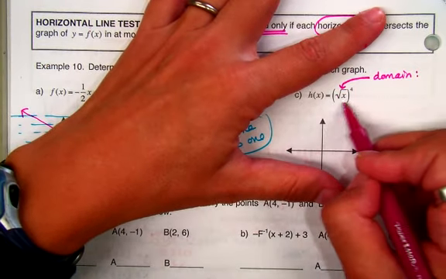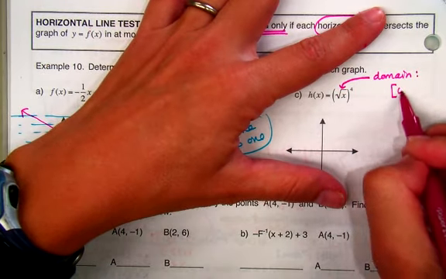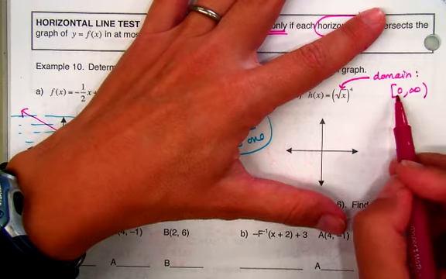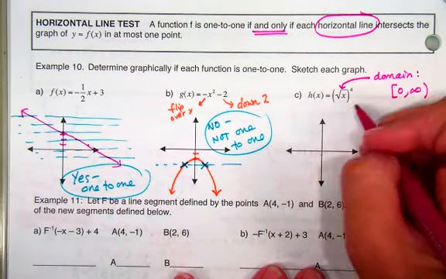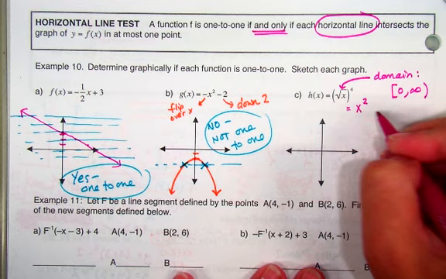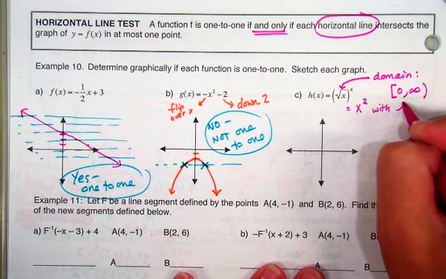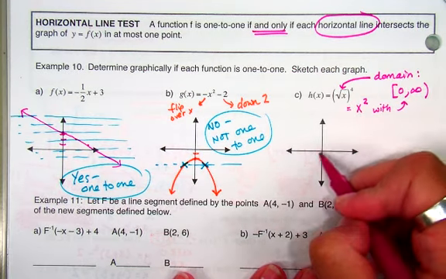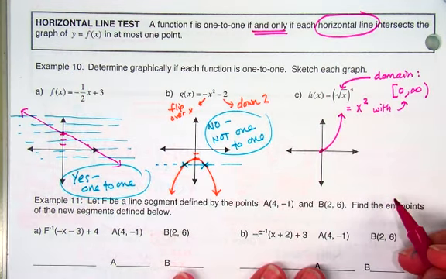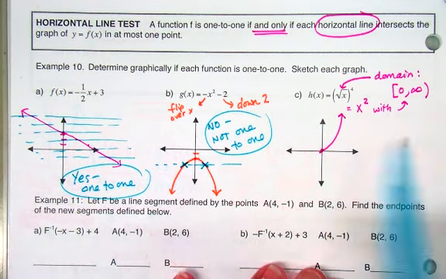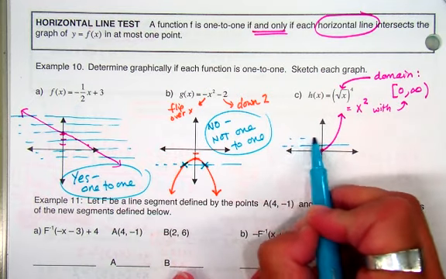For square root of x, it's just 0 to infinity. Very good. So I can only take 0 to infinity, right? So it is going to be the graph of x squared, but with this domain. So it's only going to be these positive values of x squared. So now is that function 1 to 1? Yes. Yeah, and this one would be 1 to 1.